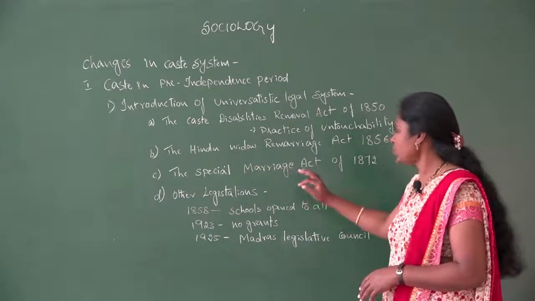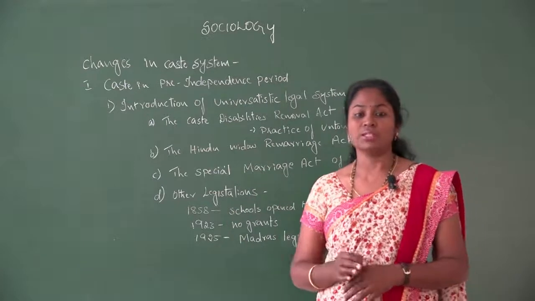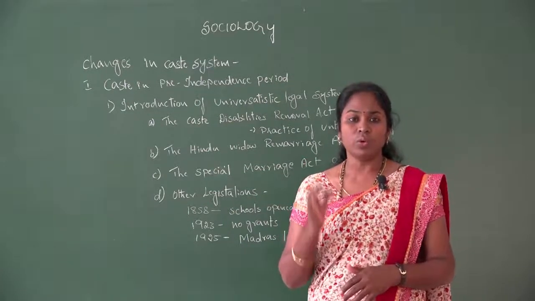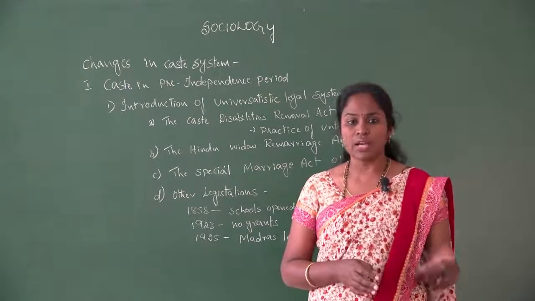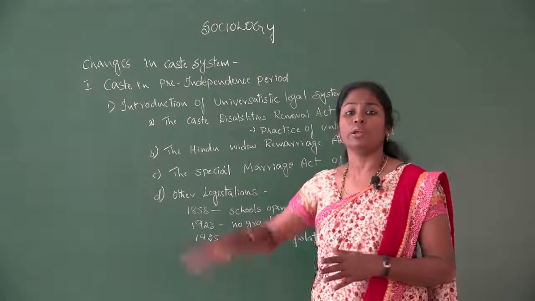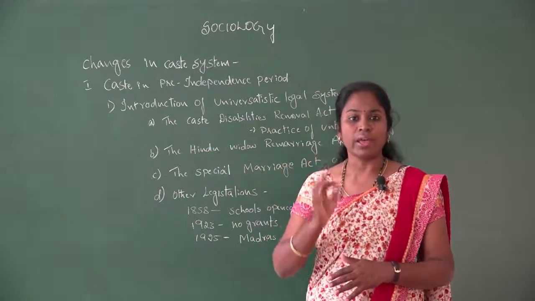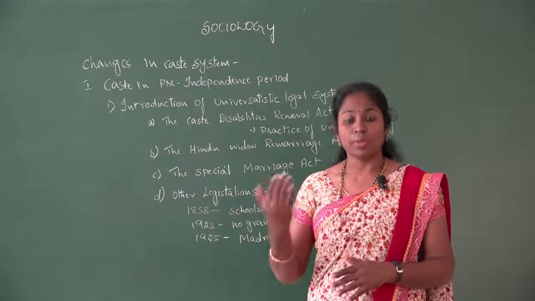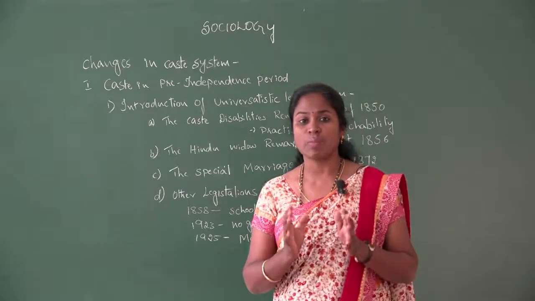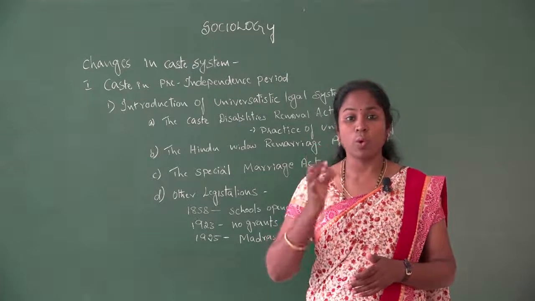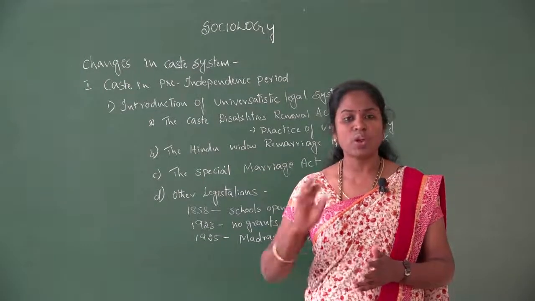Then the third one, the Special Marriage Act of 1872. The Special Marriage Act permitted people to marry across different religions. That is, inter-religious and inter-caste marriages were accepted in society. In traditional society, people strictly followed endogamous marriage. They had to marry within their own group, their own religion, their own caste. Inter-religious and inter-caste marriages were prohibited.